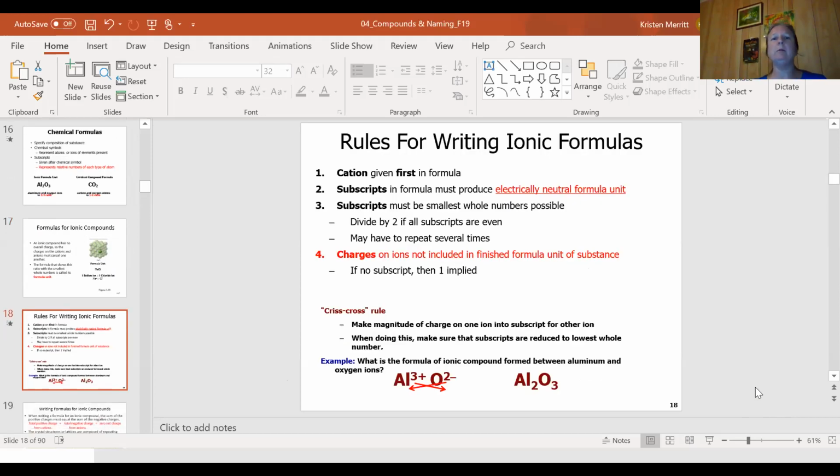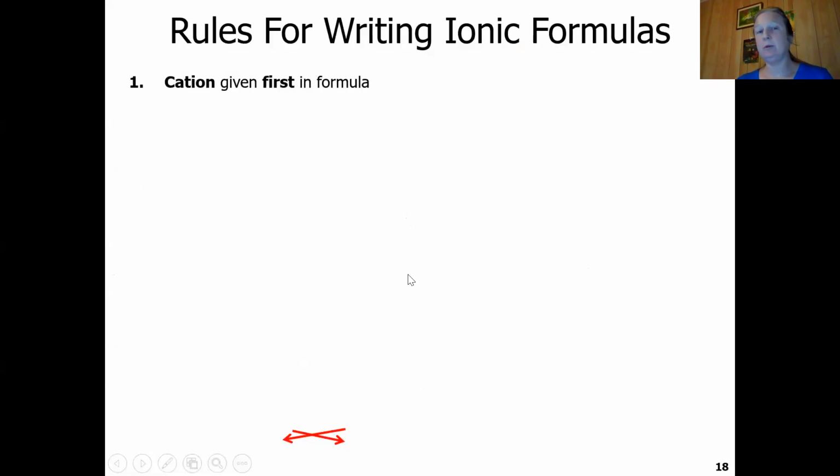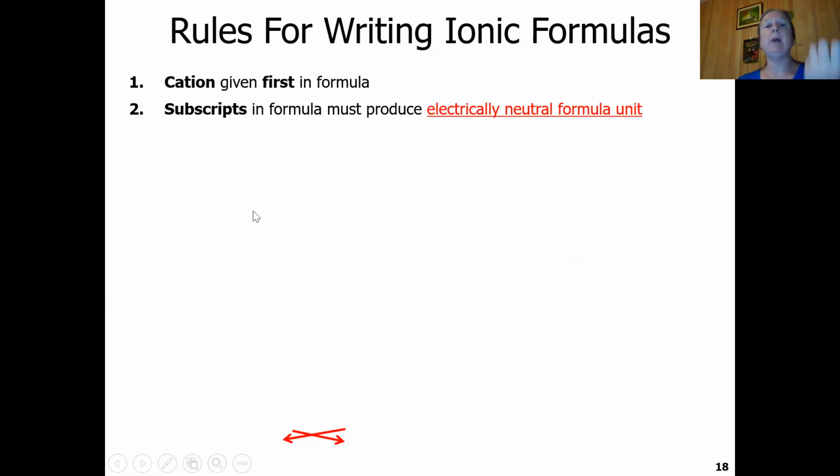And here are the rules for writing ionic formulas. Now, I just went through most of this. The cation is written first. If you go back and look at my whiteboard examples, you always write the cation first. This is just our procedure. So your metal is first. And remember, this is ionic.